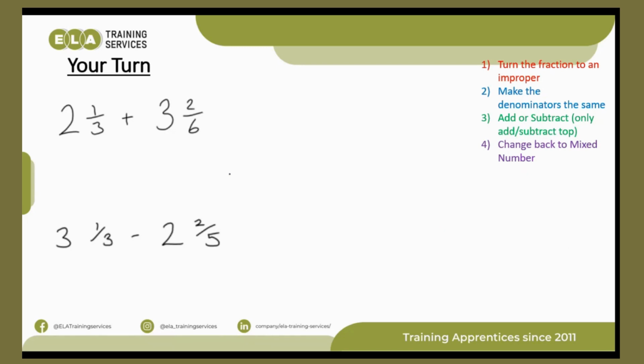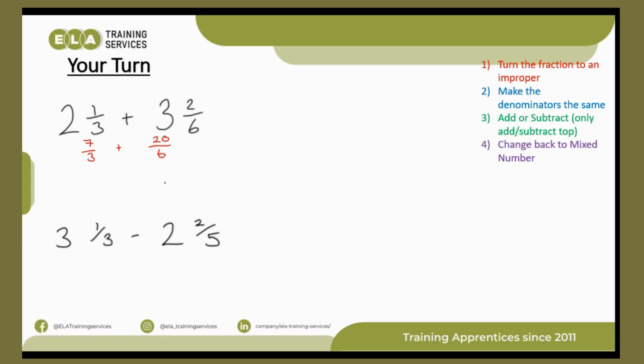Okie dokie. So let's have a look at these. So we'll do our red step first with question 1. So we've got 2 and 1/3. So we're going to do 2 times 3 add 1, which is then going to leave us with 7 over 3. Add 3 times 6, which is 18, add 2, 20 over 6. So we've done our first red step.